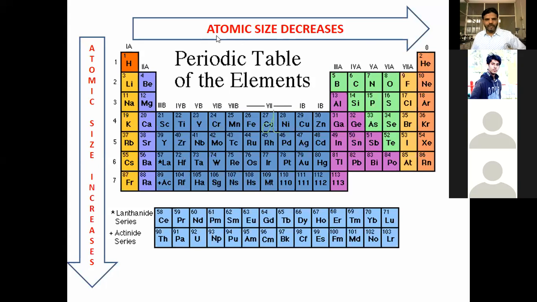This is the periodic table. This indicates what? When we go from left to right in the periodic table, atomic size is going to decrease. If we proceed from left to right, just look at my arrow. And when we go from top to bottom, atomic size is going to increase. Okay, why is it going to decrease and why is it going to increase?